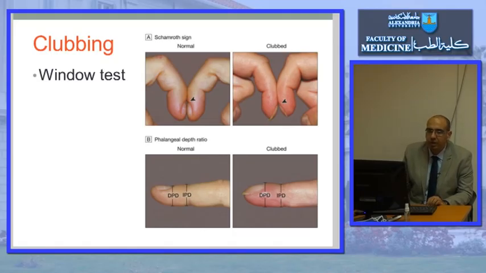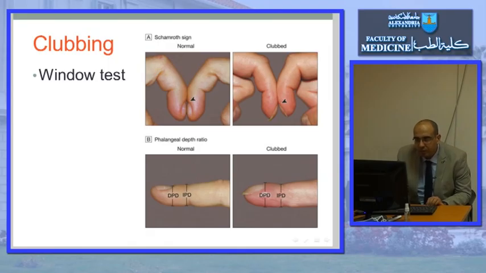To examine clubbing, we do what is called the window test. As you see here, we ask the patient to put his fingers against each other and look if we can see through these nails like a window. Normal, this is normal, I can see through. But in cases of clubbing, it is completely closed, I cannot see. So it is called window test or Schamroth's sign.